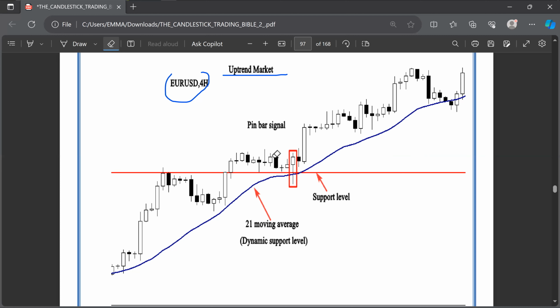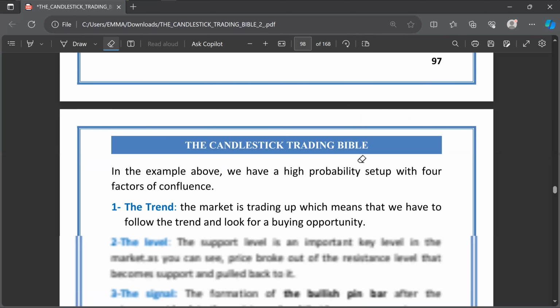Then the last important thing to consider is the type of the bar or the pattern forming. This is a hammer, a pin bar, a bullish one for that matter. So the market is going to go up because this formation formed in line with the direction of the trend, which is an uptrend. That is it. So let's read what is under that.